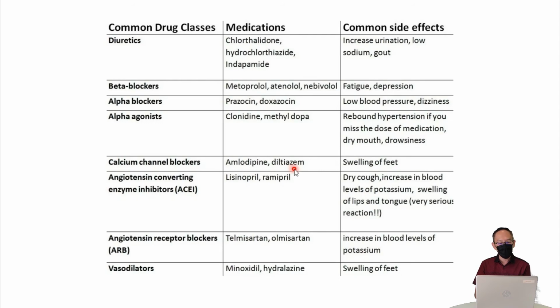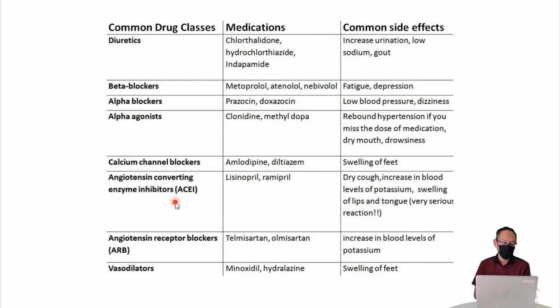Amlodipine, diltiazem, or felodipine belong to the calcium channel blocker group. One of the commonest side effects that we've seen is swelling of the feet. That doesn't mean the medication causes kidney failure, heart failure, or liver failure. It's not. It's just the nature of the medication itself. The other common side effect for calcium channel blockers is flushing and hotness of the face. So these are the common side effects.